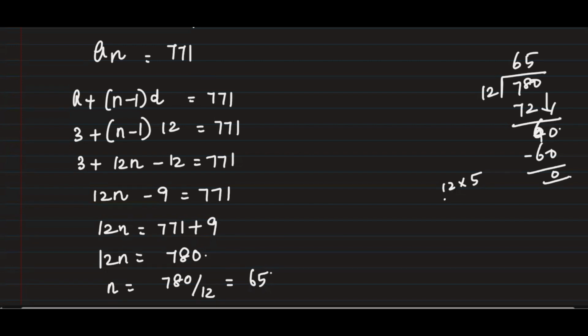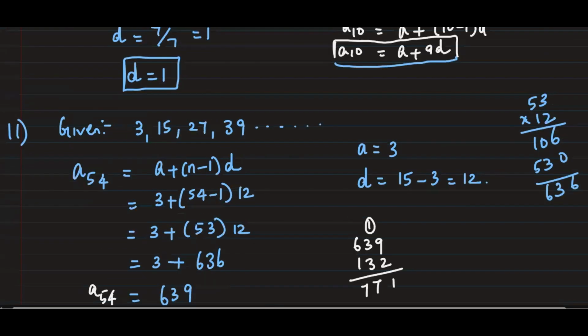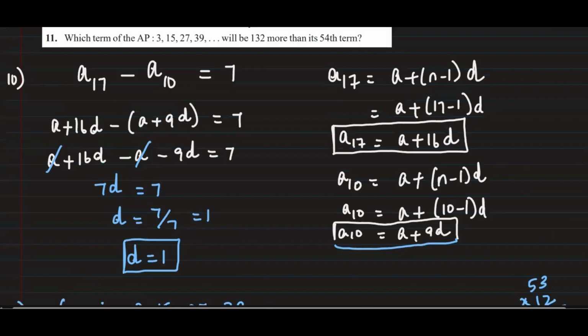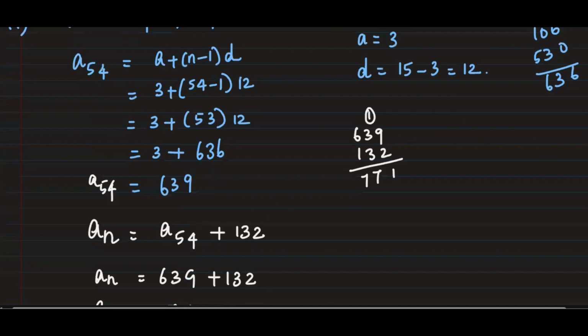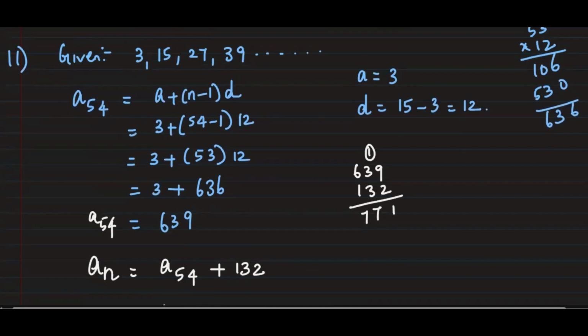Okay, fine, clear? So again, I'll explain question 11. What is given in question 11 is: which term of the AP 3, 15, 27, 39 will be 132 more than its 54th term? So first, we have to find the value of my 54th term. So the first step is to find A54. Using the given series, we can find what A and D are. That is simple. Now A54 is equal to A plus n minus 1 into D.